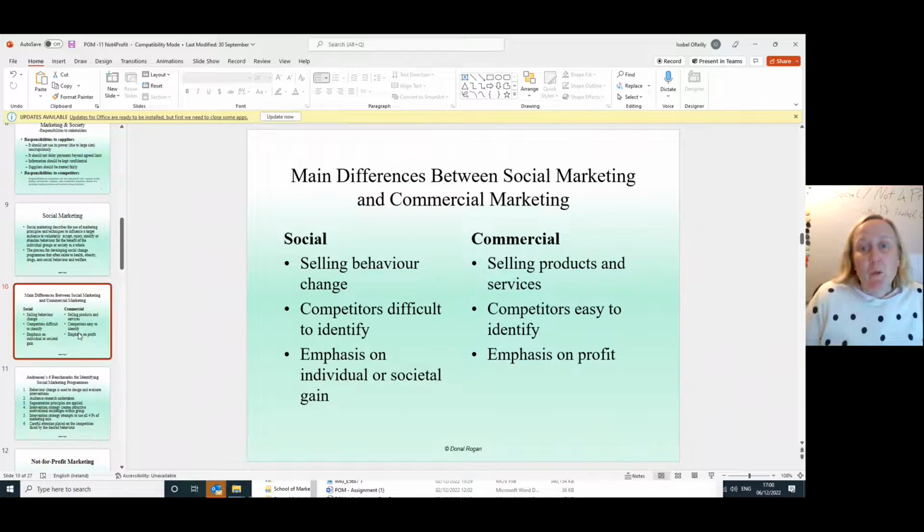The main difference between social marketing and commercial marketing, or what we just consider marketing, goods and services for profit. So social is down the left, commercial is down the right. So what you're selling usually is a behavioral change, whereas in commercial marketing, normal marketing, you're usually selling a product or service. The competitors are difficult to identify on the social side, whereas usually competitors are quite easy to identify.